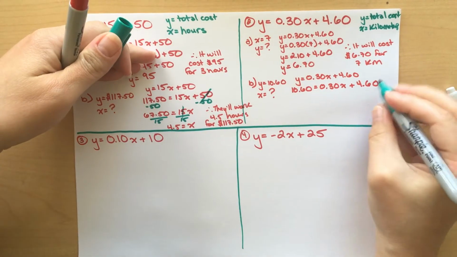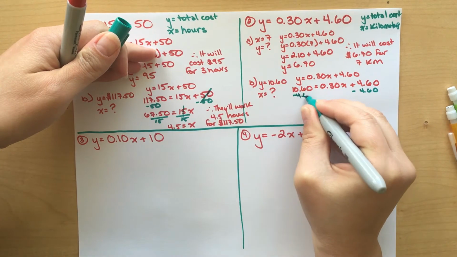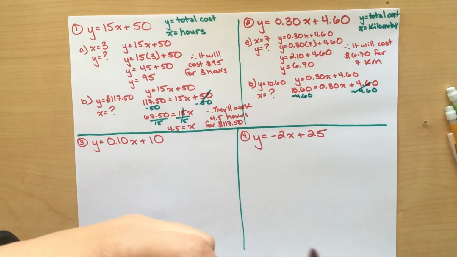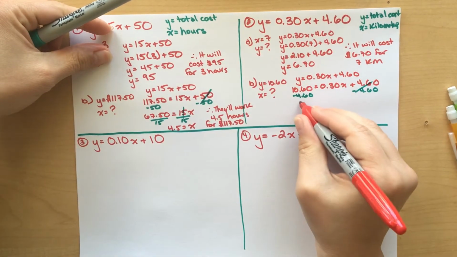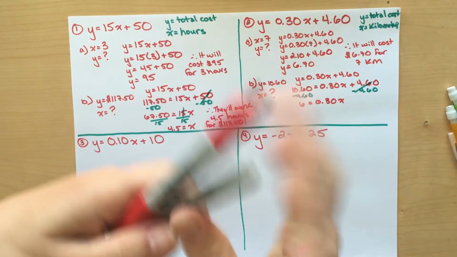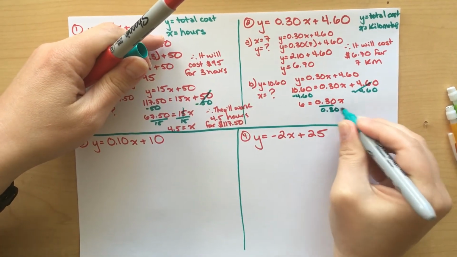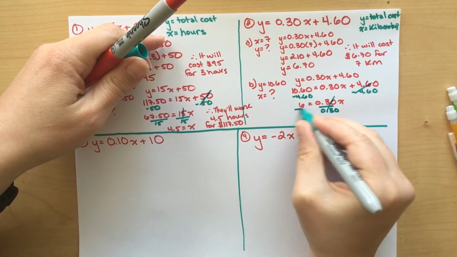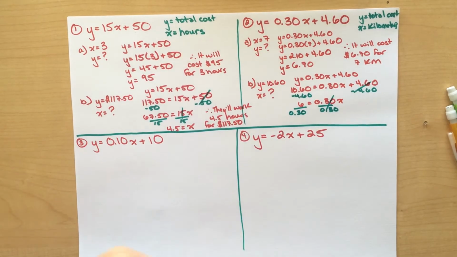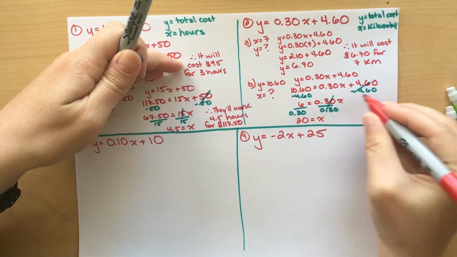Okay, so right now it's plus 4.60. I want to get rid of that, but what I do to one side, I have to do to the other. That cancels that out. $10.60 minus $4.60 will give us a total of 6. And then I'm left with 30 cents per kilometer. Let's figure out what just that kilometer will be. So divide by the 0.30 to cancel it out. What I do to one side, I have to do to the other. 6 divided by 0.3 gives us 20 equals x.